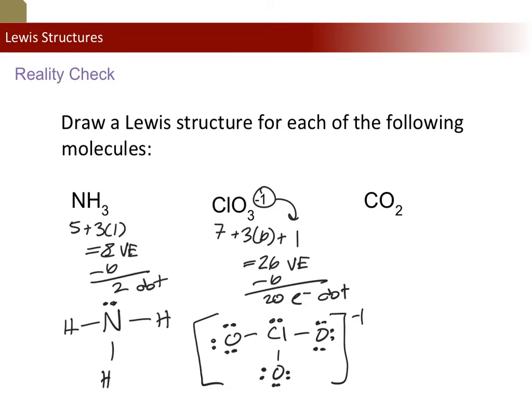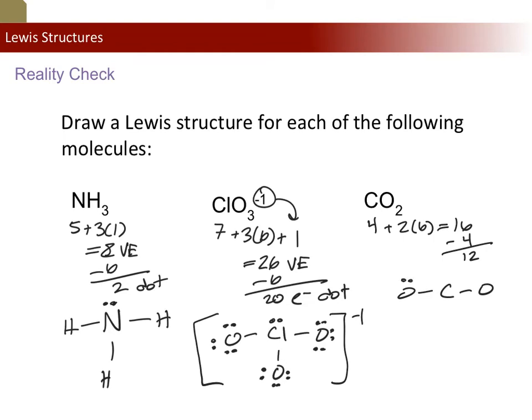And the last one I'm going to show you is CO2. And the first thing I do again is add up my bank. I've got 4 plus 2 times 6, which is 12, plus 4 equals 16. Next I start with a carbon in the middle, and I single bond to my ligands. And I subtract 4 electrons off, leaving me with 12.